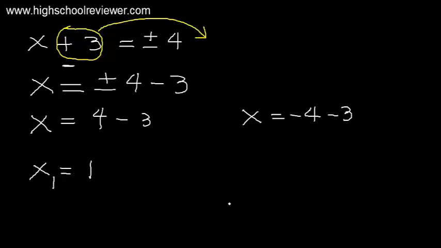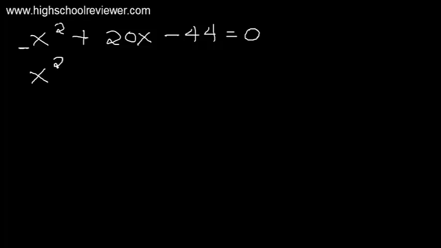So x here will be equal to 4 minus 3, this is positive 1, and this is our x sub 1. Our x sub 2 will be equal to negative 4 minus 3, that is negative 7. So therefore, x sub 1 equals positive 1, and x sub 2 equals negative 7. They are our final answers.